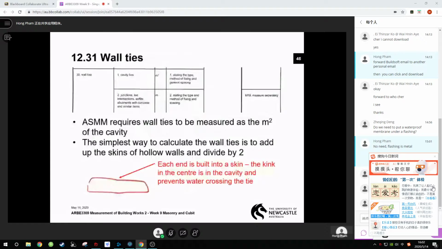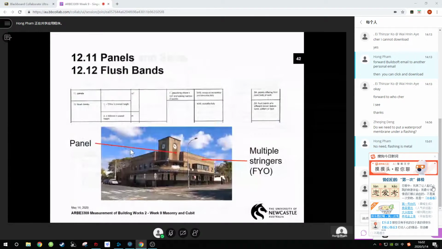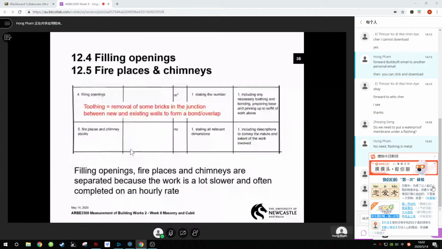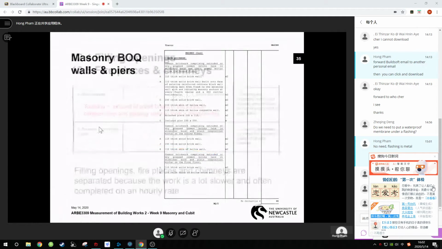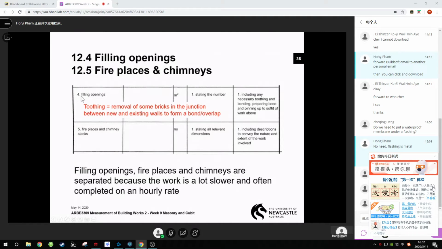Okay, after this part we can have a break. Let me have a quick recap for you. Remember, I just mentioned the most important are 12.1 and 12.2. So 12.1 and 12.2 are walls. 12.3 is piers. These are the most important part. Then 12.4 is filling openings. This also will be measured separately, and depends on what kind of walls it will fall into the respective headings.